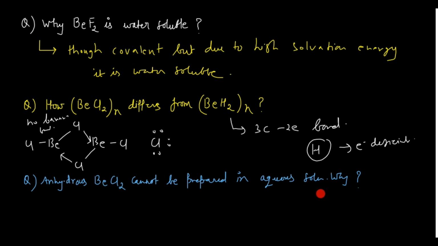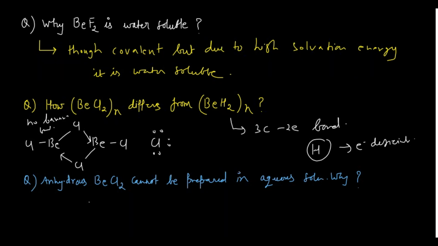Why? See, if you want to prepare, say, magnesium chloride, or if you want to prepare calcium chloride, you can easily form them in aqueous chemistry, right? In the aqueous solution you can easily form them. But if you want to synthesize or form beryllium chloride in the water, then it is not possible. And why is it not possible? I already told you. It actually takes up water to form a complex ion. Okay, that's why it is not possible.